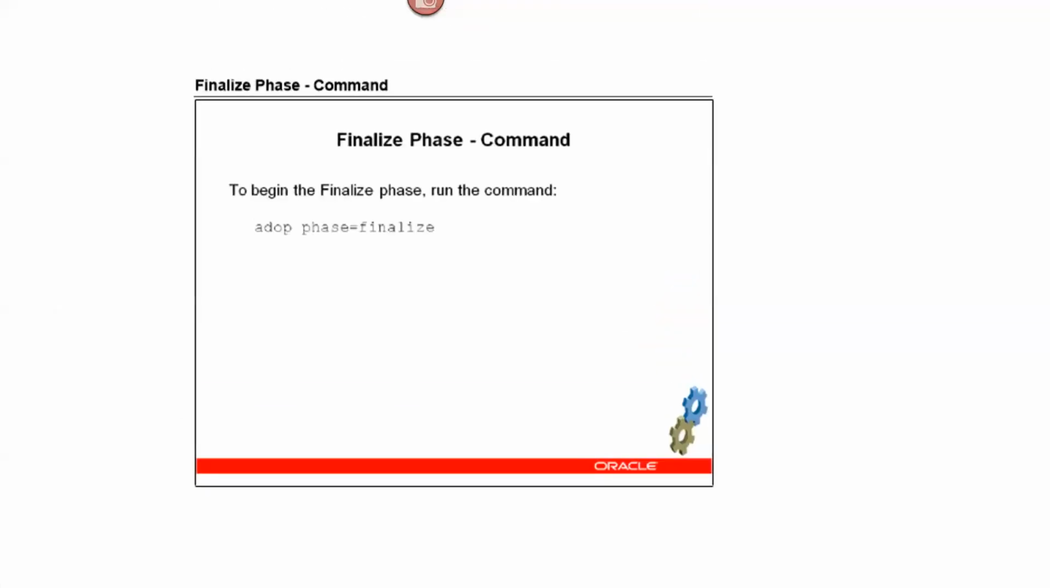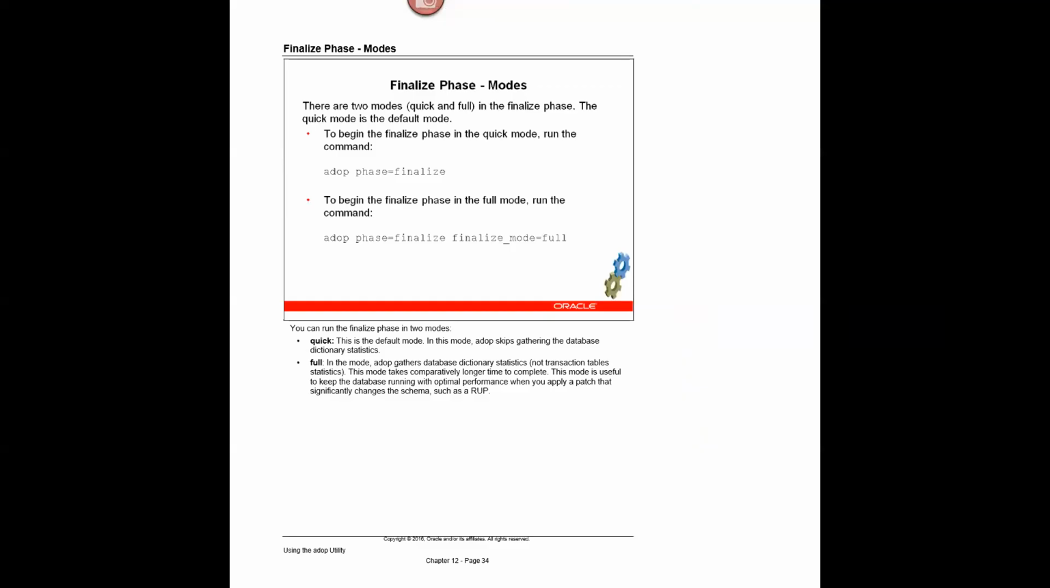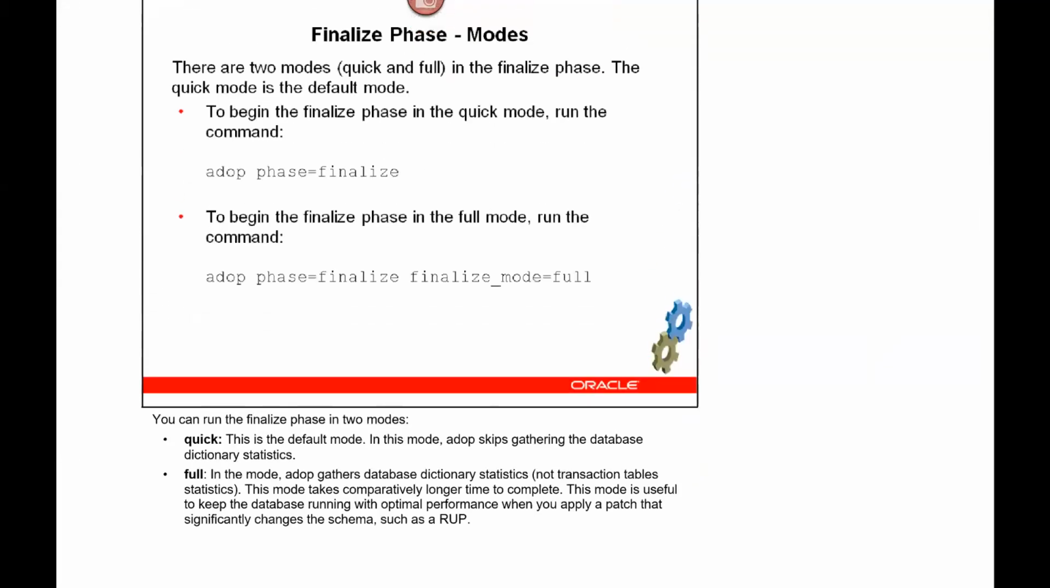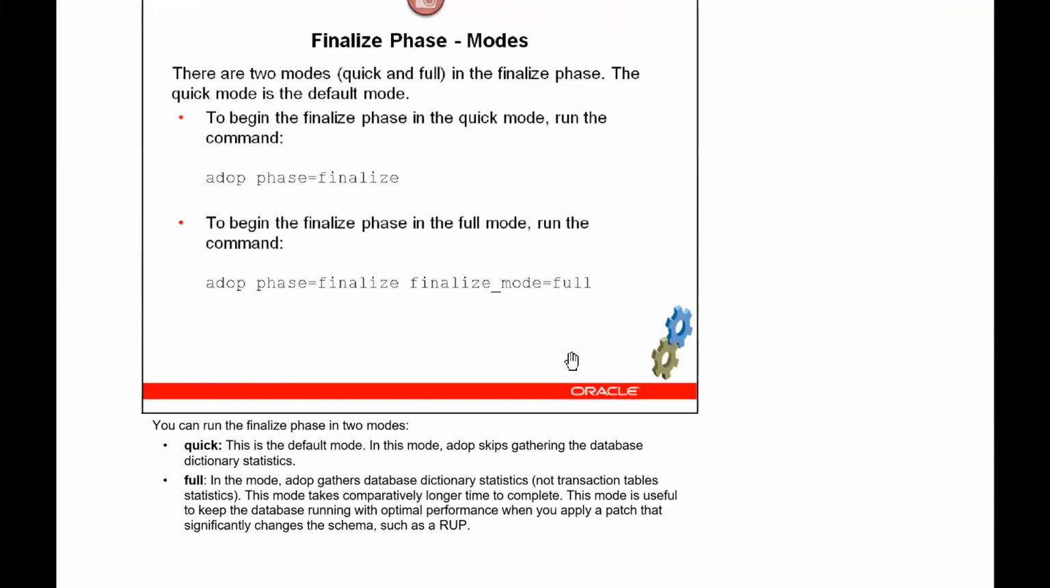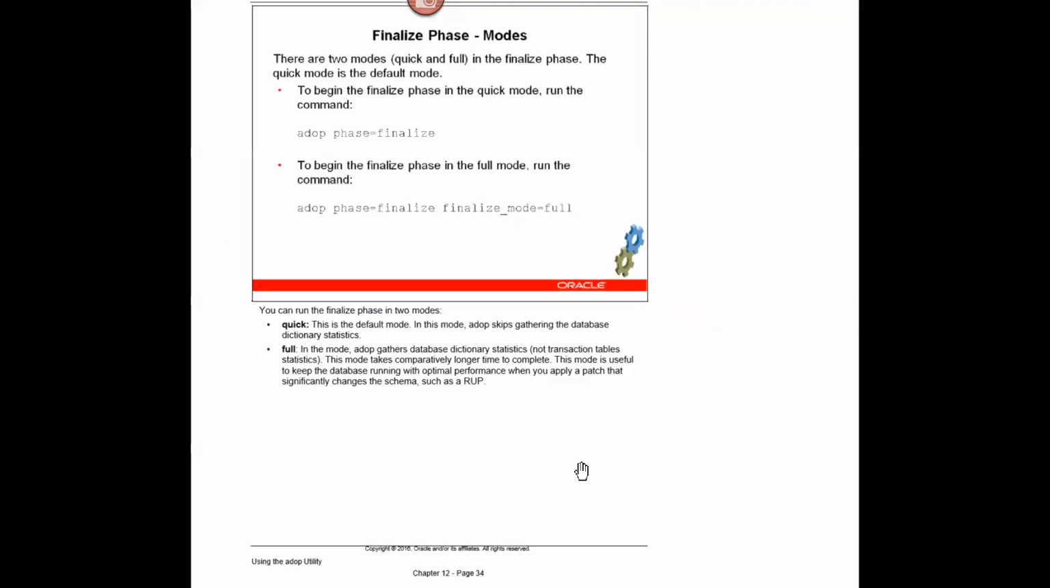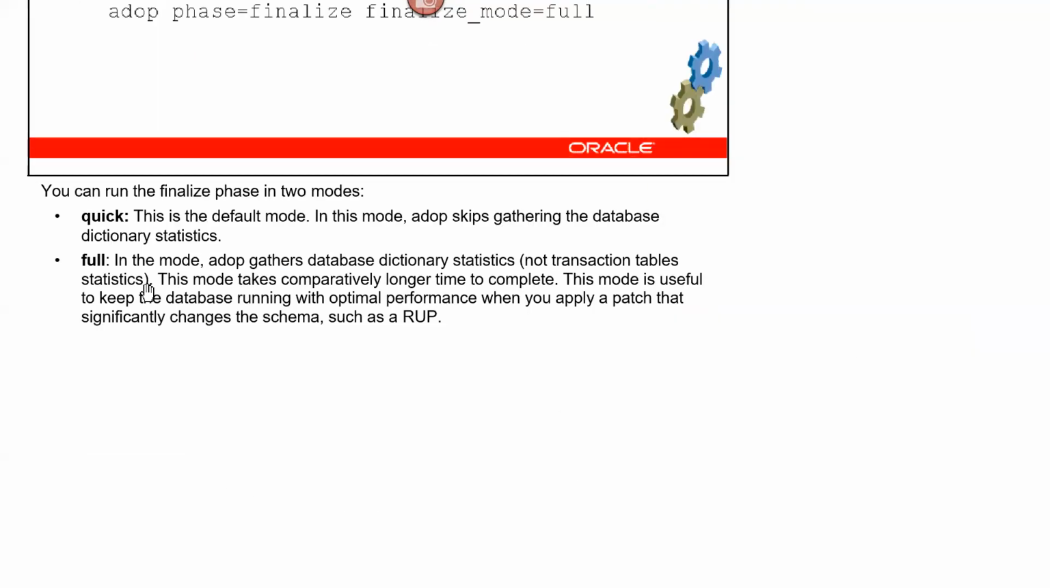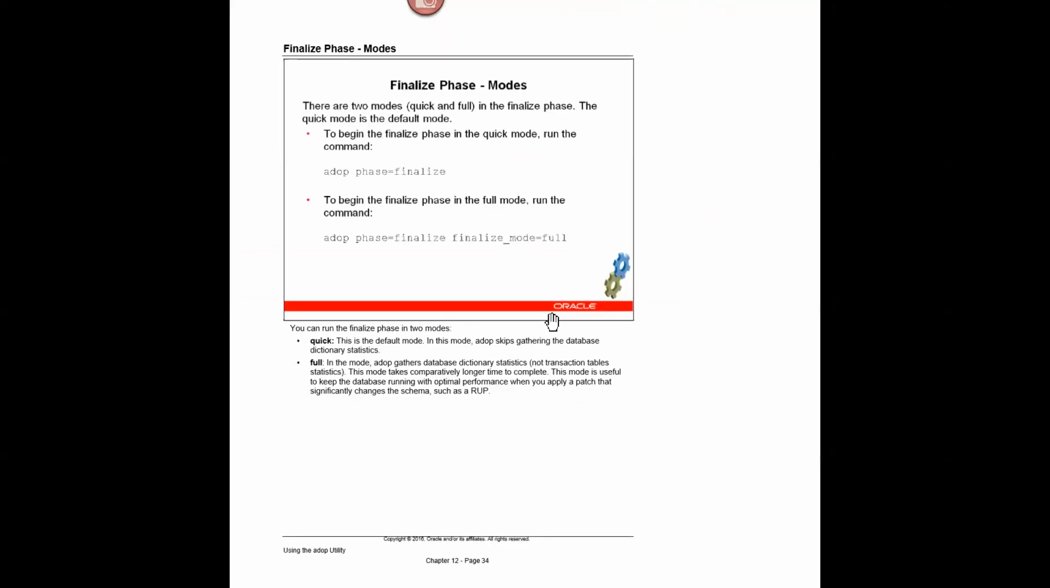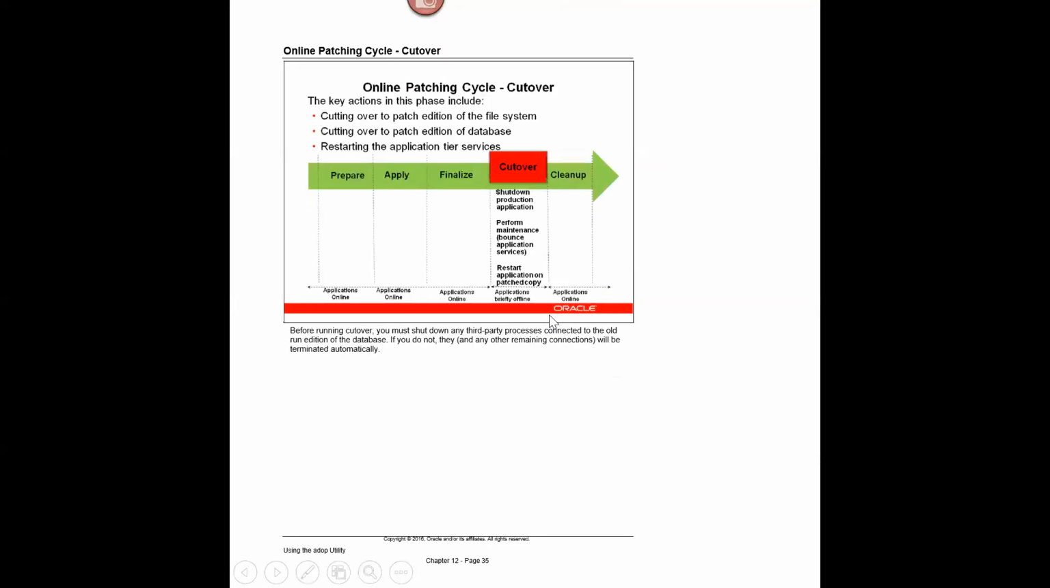ADOP phase equal to finalize. You can run finalize mode equal to full, or by default it is quick. In quick mode, ADOP skips gathering the database statistics, whereas in full mode, ADOP gathers the database statistics. This makes this mode take a longer time. This mode is useful to keep the database running with optimal performance when you are running a patch. So yeah, that's the small difference.